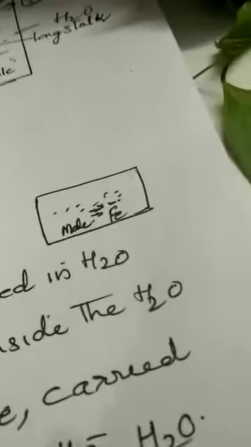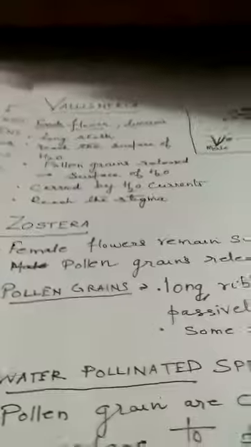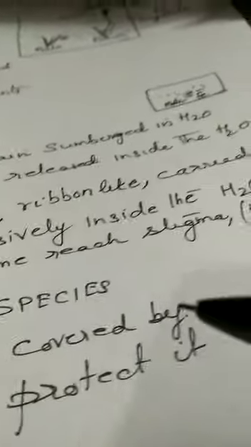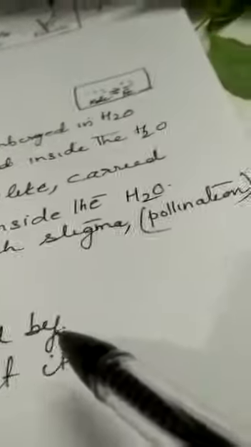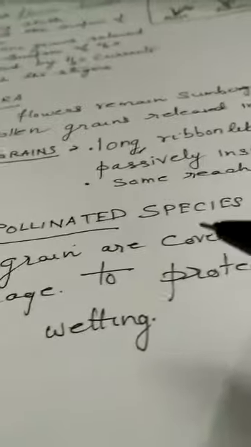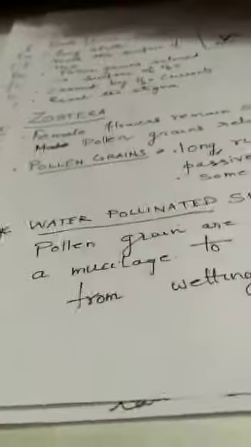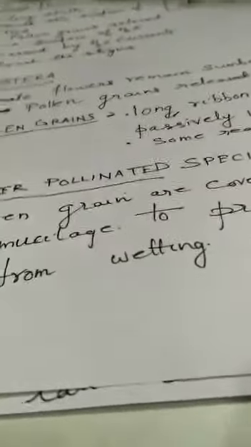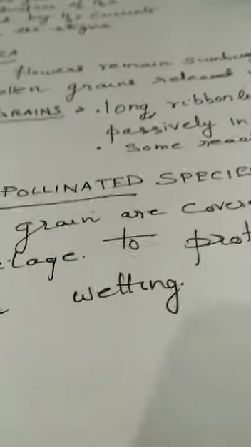Now see Zostera. In Zostera, the female flower remains submerged in water. Both the male and the female flowers are submerged in water, and here the pollen grains are released inside the water, and you can see the pollen grains are long and ribbon like, and they are carried passively inside the water, and some reach the stigma and then pollination is carried out. Another feature of water pollinated species is that the pollen grains are covered by a mucilage. This is to protect them from wetting.